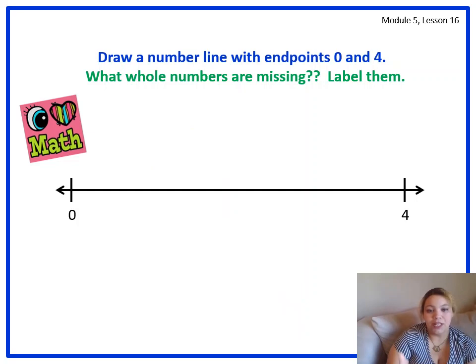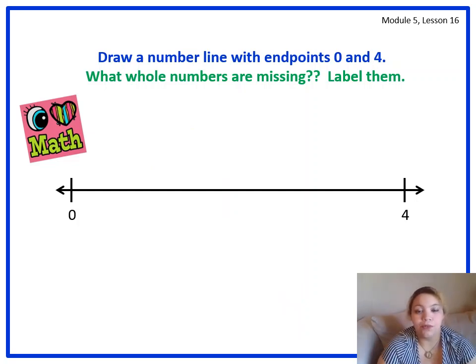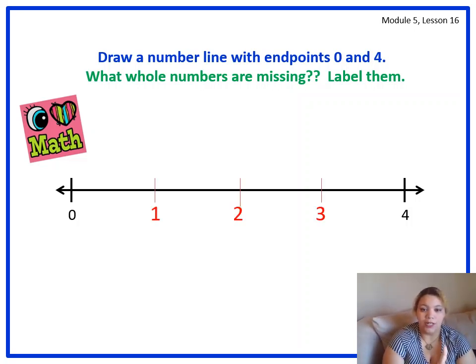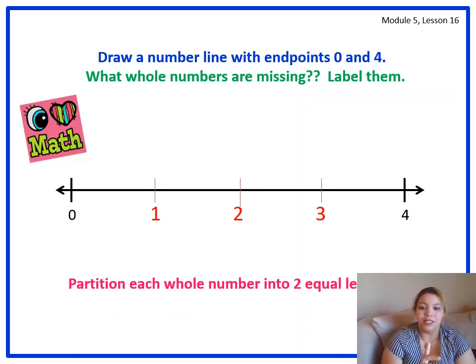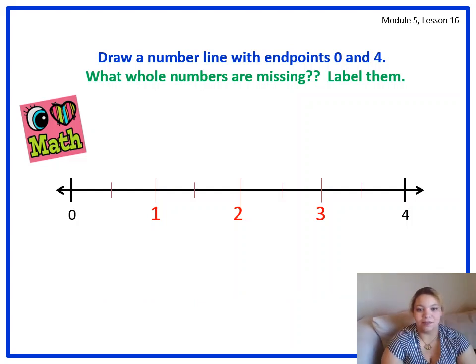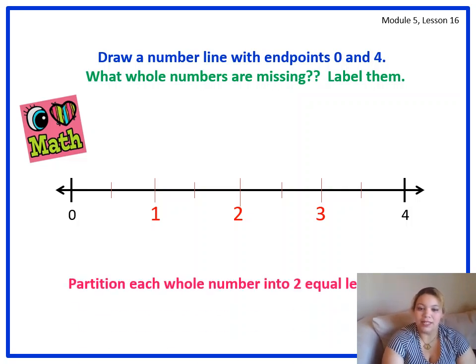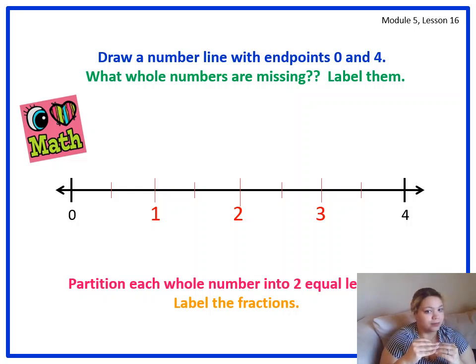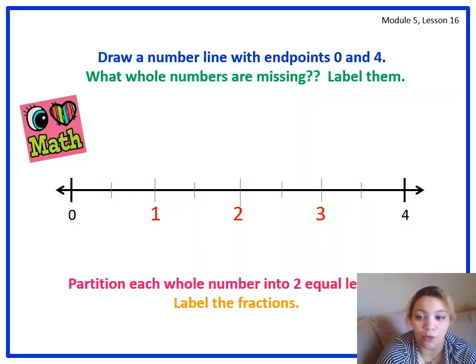All right, let's do it again one more time, but this time we're going from 0 to 4. In between 0 and 4, the whole numbers that are missing are 1, 2, and 3. All right, so it says partition each whole into 2 equal parts. Ready? Halves. Done. Now the next instruction tells us that it wants us to label the fractions. If they're halves, what denominator would we use to represent halves? Good, it's going to be something over 2.